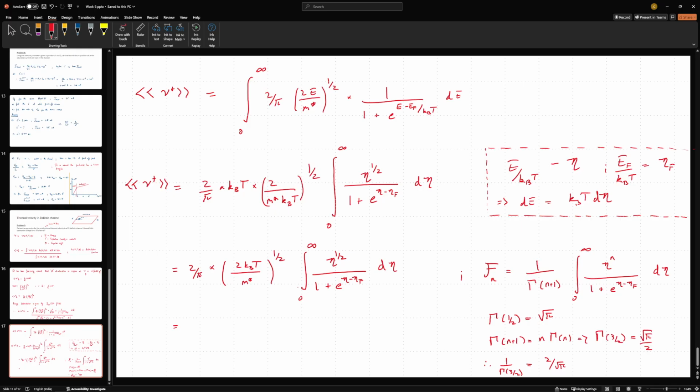Now I will just take the 2 upon root pi over there, turn that into a Fermi integral. I will have a root pi which I will absorb into this. So I have 2 kBT upon pi m star, whole power half, times this Fermi integral F half. So this is the unidirectional thermal velocity in a ballistic channel.